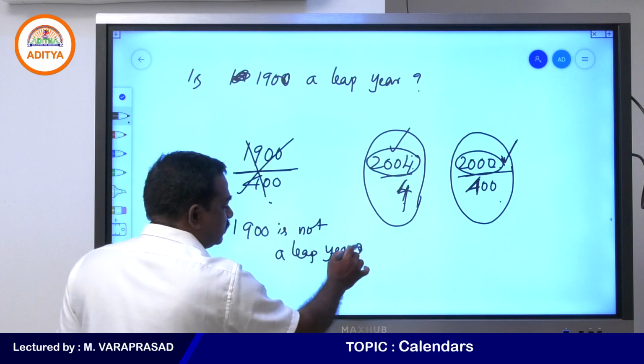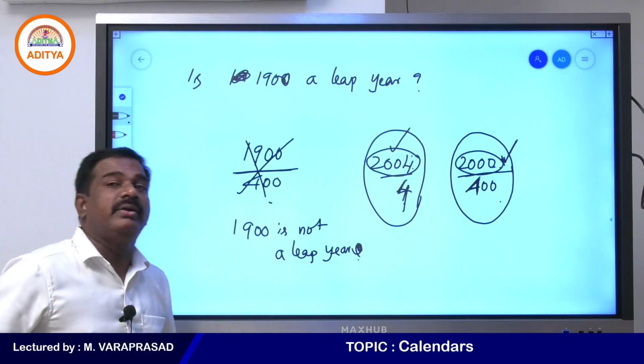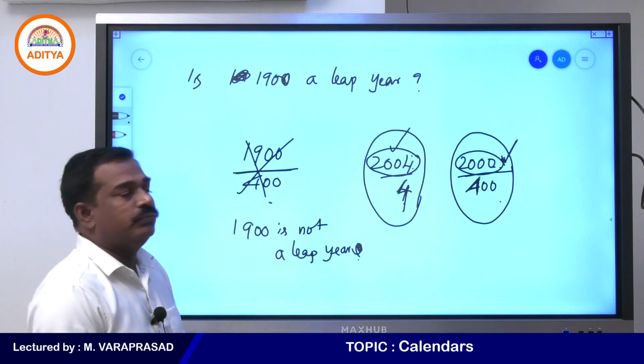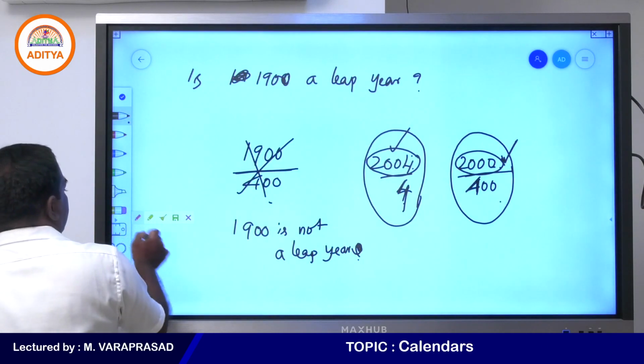Yes, my students, right? When a century year is given, you need to divide by 400. When a general year is given, you need to divide by 4. One more example I will give.